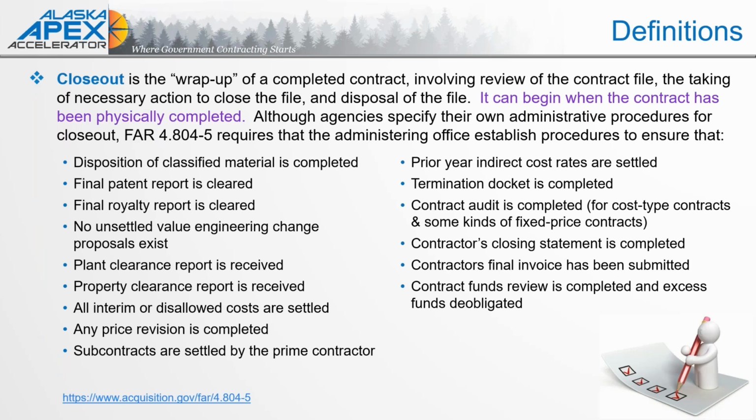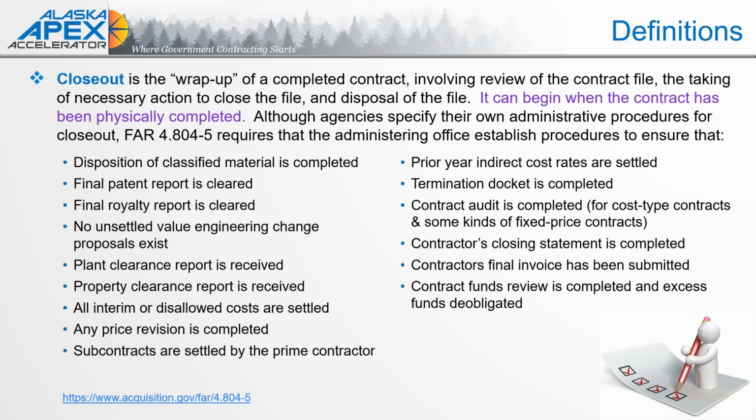So let's start with the definition. Closeout is a wrap-up of a completed contract involving the review of the contract file, the taking of necessary action to close the file, and disposal of the file. So that is the entirety of that closeout process. And as you can see in the purple text, it can begin when the contract has been physically completed. And we can see there from FAR 4.804-5 that that is the trigger for the closeout process to begin.